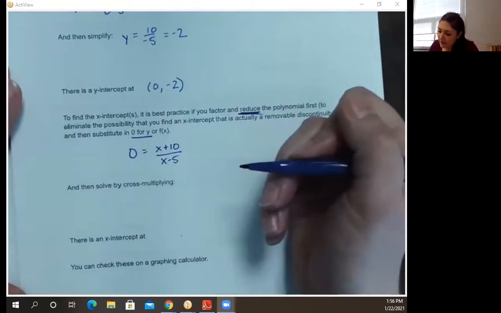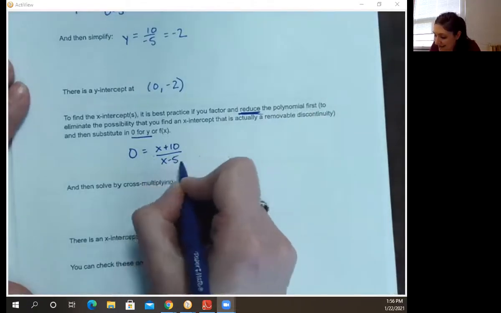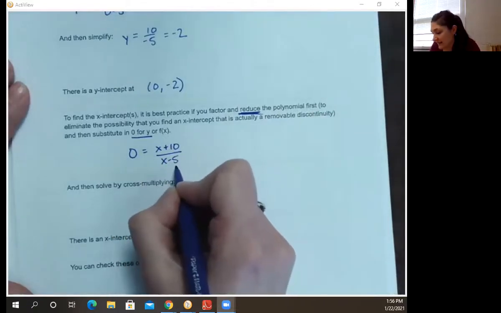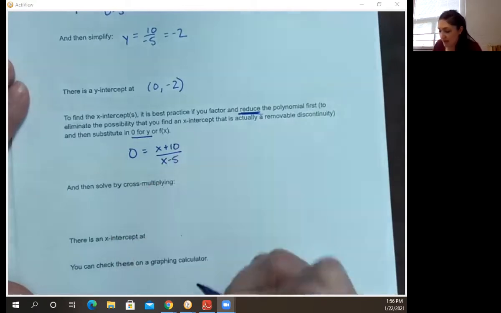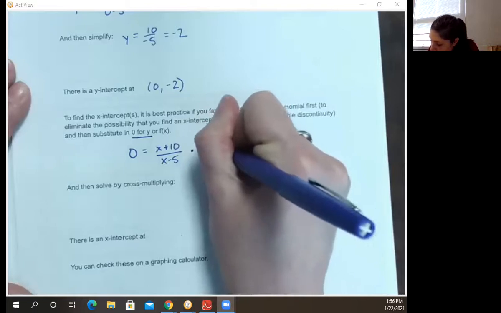So as I'm looking to solve for x on this thing, what I want to do is not have this fraction over here on the right-hand side anymore. I don't want to be dividing by anything. So what we're going to do is multiply both sides by x minus 5.